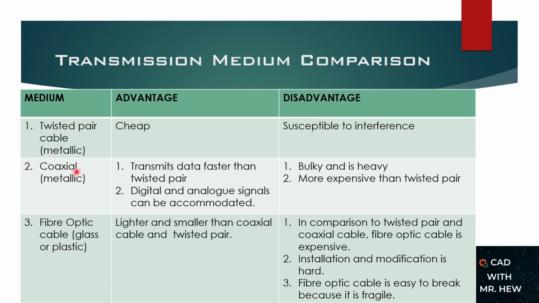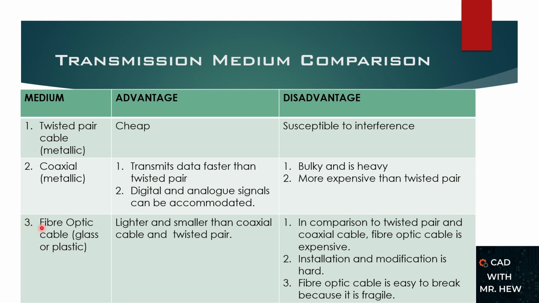Two, the coaxial cable. The first advantage of this coaxial cable is that it transmits data faster than the twisted pair cable. The second advantage is that both digital and analog signals can be accommodated using the coaxial cable. The disadvantage of the coaxial cable is that it is heavy and bulky. Another disadvantage is that it is more expensive than the twisted pair cable.